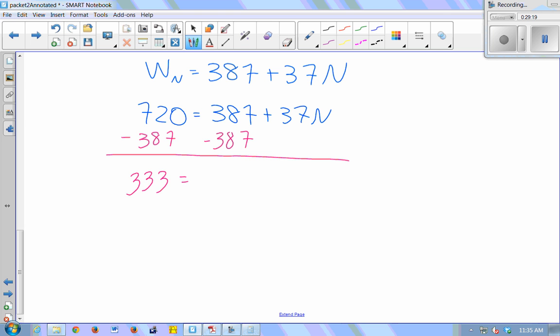333 equals 37n. Divide both sides by 37. What do you get? 9. 9 weeks. In 9 weeks I will have 720 widgets. All right.